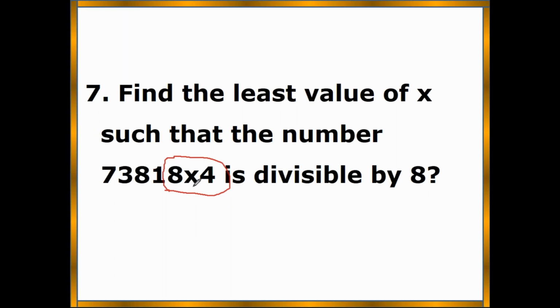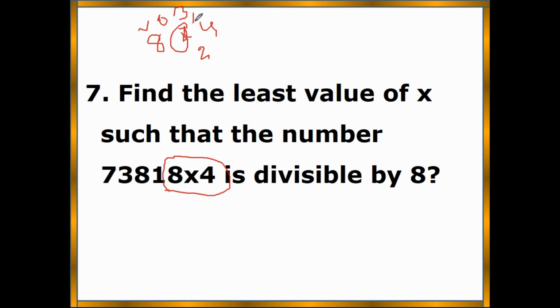So what are the last 3 digits? 8x4. If 8x4 is divisible by 8, the possible values in place of x: for example, 8 1s are 8, there is no problem with that. Coming to this one, 8 3s are 24, nothing but x value 2.